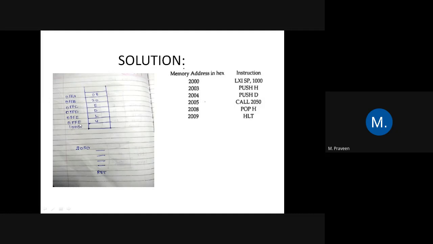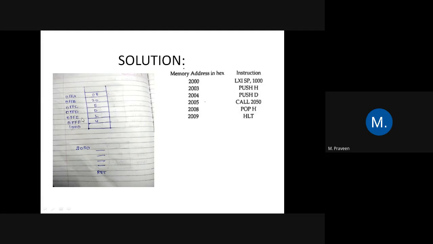In 0FFF, they will move the H content into the stack. After placing the H value into the stack, once again the stack pointer will be decremented by 1. So the new value of the stack pointer is 0FFE, since 0FFF minus 1 becomes 0FFE. Here it is a hexadecimal operation. In 0FFE, they will push the L value into the stack. After executing the push instruction, the current address of the stack pointer is 0FFE.